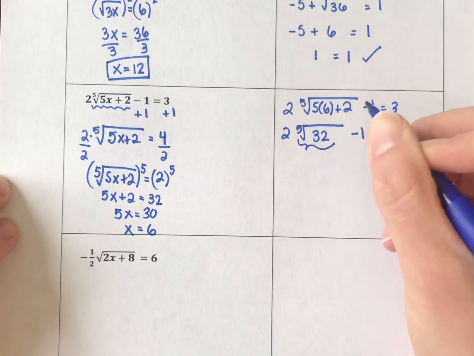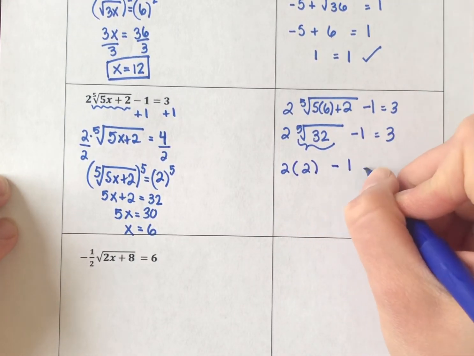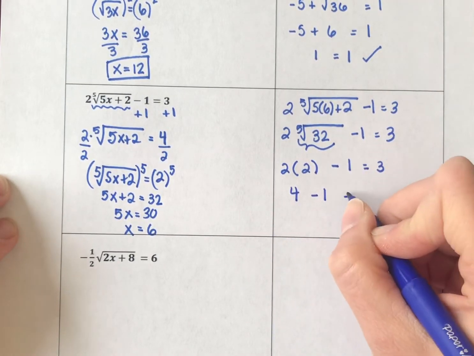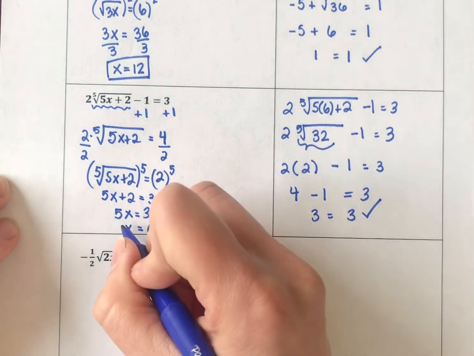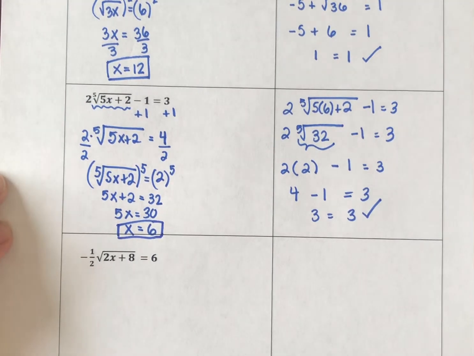All right, the fifth root of 32 is 2. So I have 2 times 2 minus 1. Hopefully that gives us 3. 2 times 2 is 4, minus 1 is 3. So in this case, my check works out, and my solution is x equals 6.